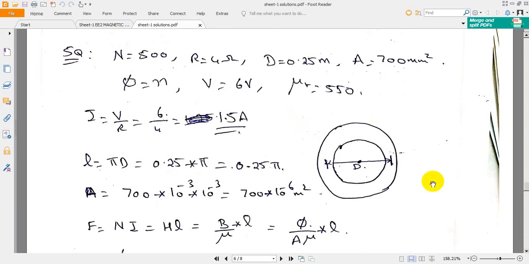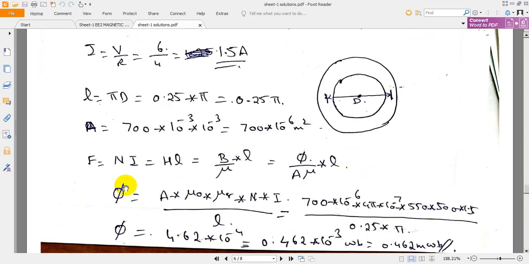Initially, as we need to calculate the flux, let us start with this relation. We know F is equal to Ni, and it can also be represented by H into L, magnetic field intensity into L. We can replace H with B by permeability, and flux density can be replaced by flux per unit area. Together we can write it as flux per area into permeability into length. This is the F value.